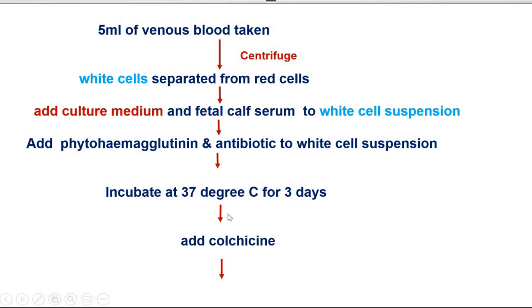After that, you add to this suspension the colchicine. Colchicine is added so as to arrest the metaphase in the cell division.